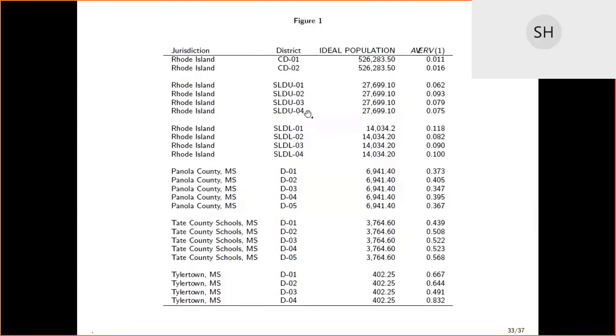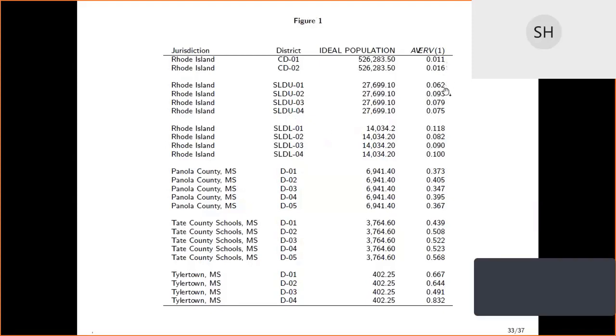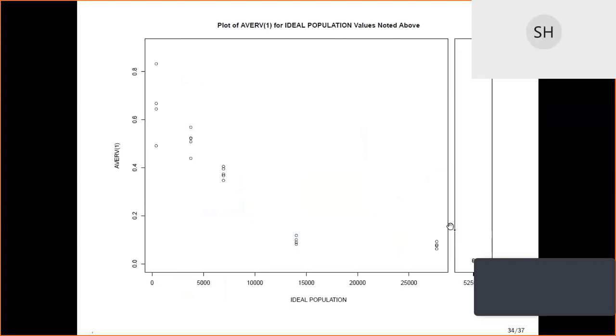For the 4 districts that we looked at in the upper chamber, this is the ideal population size, and this is the average of those 20 overall, or those 25 runs. And similarly, this is for the lower chamber. So what you see here is that this number is going up as the population of the entity is going down. We can see this visually here.